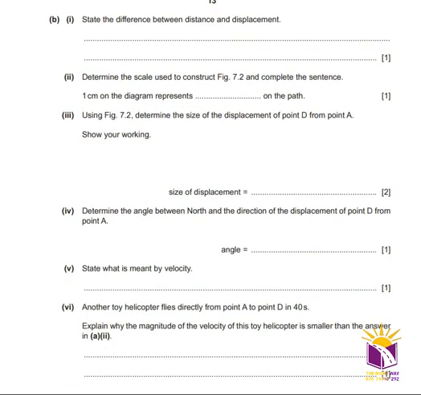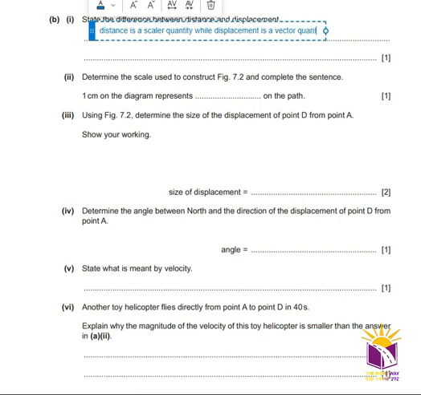State the difference between distance and displacement. We know that distance is a scalar quantity while displacement is a vector quantity. Distance is a scalar quantity while the displacement is a vector quantity.